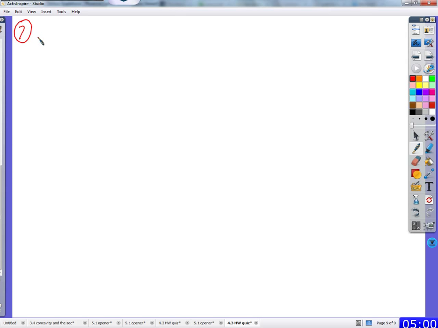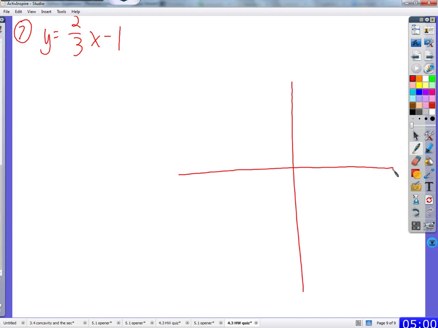Number 7. 4.5. Y equals 2/3 x minus 1. Now that we have some experience, there's this first number that's really easy to plug in, which would be 0. Super easy. Put 0 in for x. We don't even have to do anything. It's all mental. 2/3 times 0, it's just 0. So we wind up with the point 0, comma, -1.